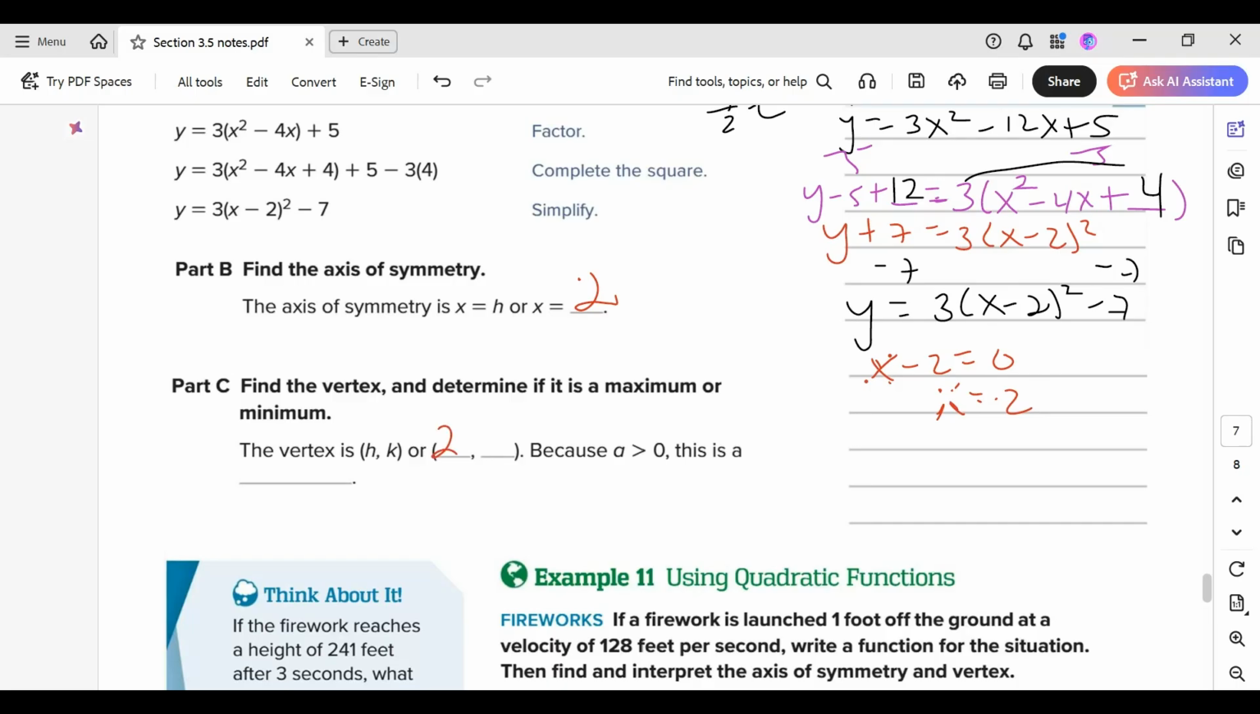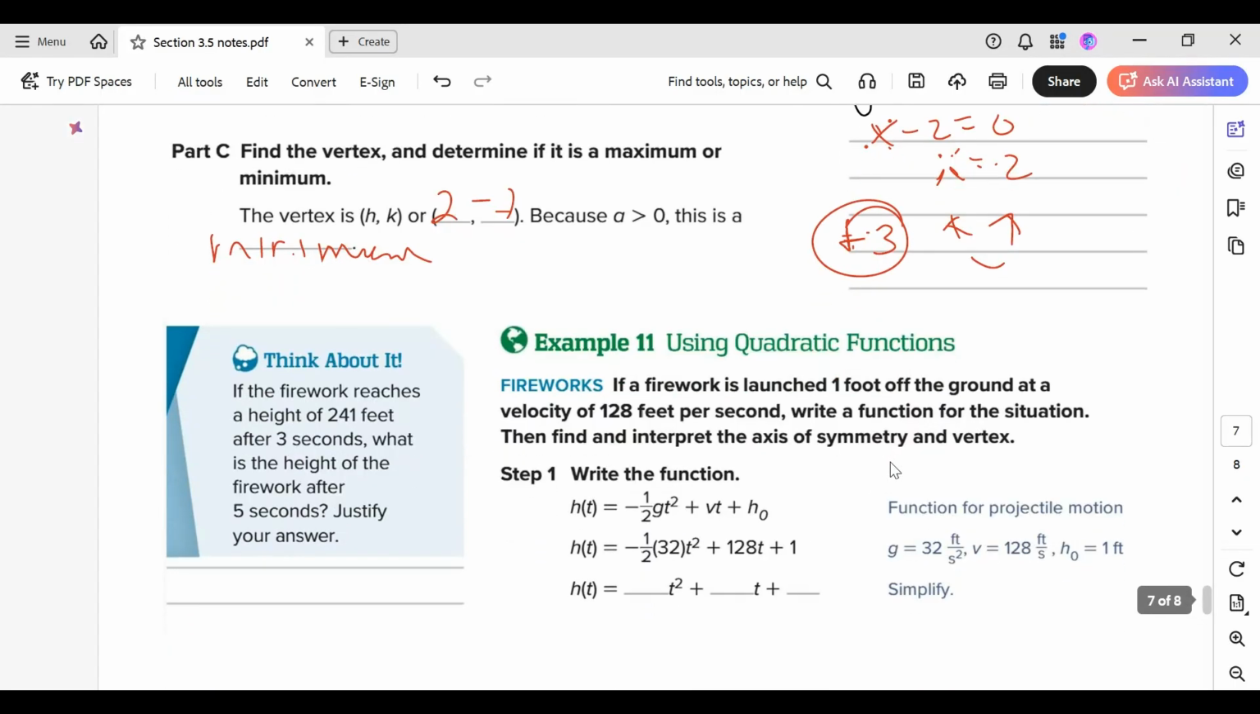And then the y value of our vertex is the last number, the last digit, which happens to be a negative 7, so the y position is negative 7. Because the beginning value of our parabola is a positive 3 at the beginning, we are opening up, which means we have a minimum.